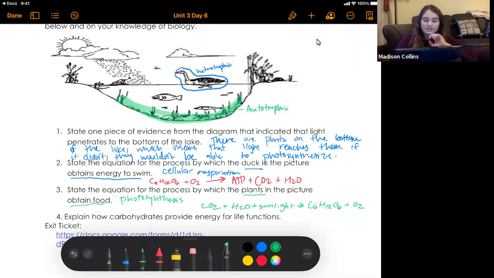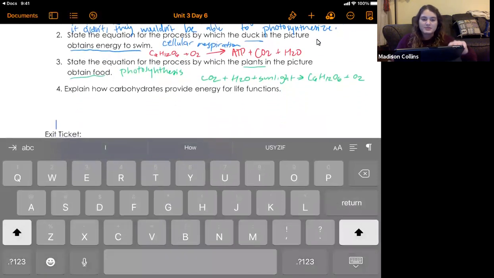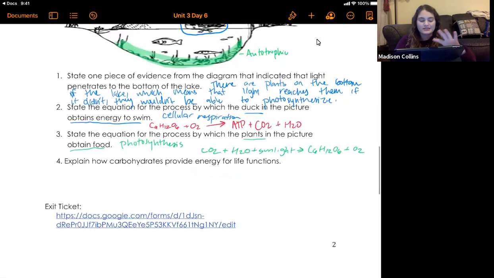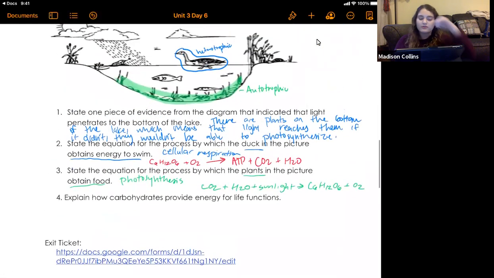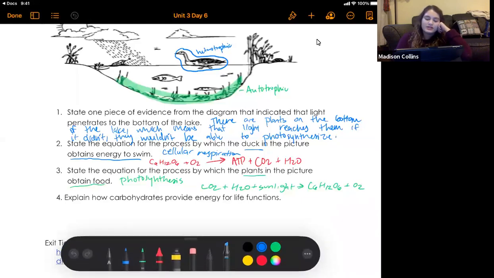Now, finally, question number 4. Again, you might have to add some space onto your document because it did kind of get cut off there. Number 4, explain how carbohydrates provide energy for life functions. So when we're talking about carbohydrates, we're talking about those organic molecules like sugars and starches.